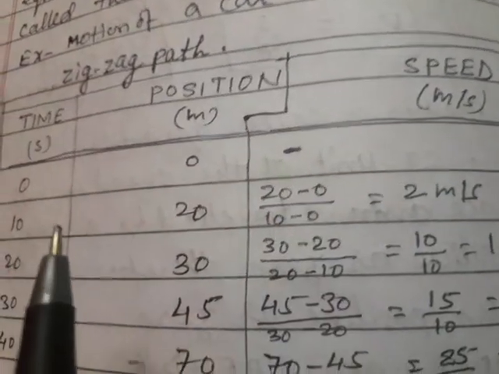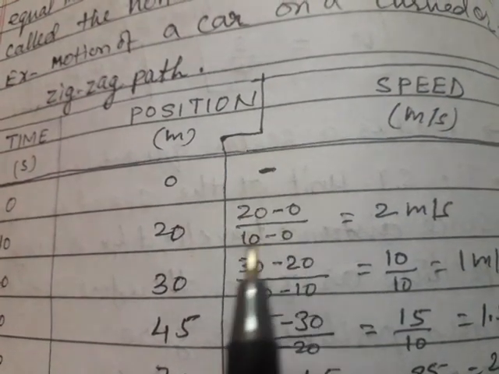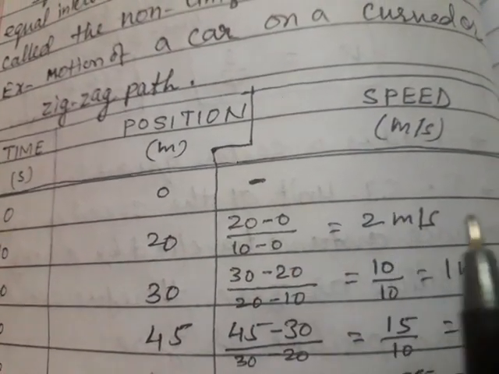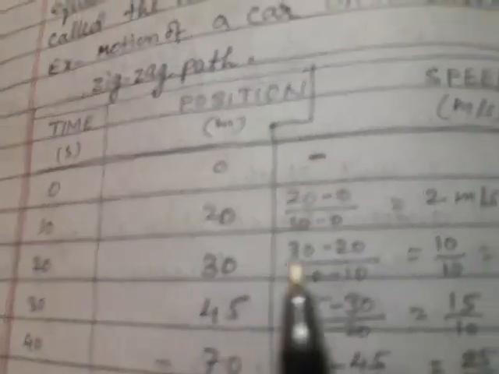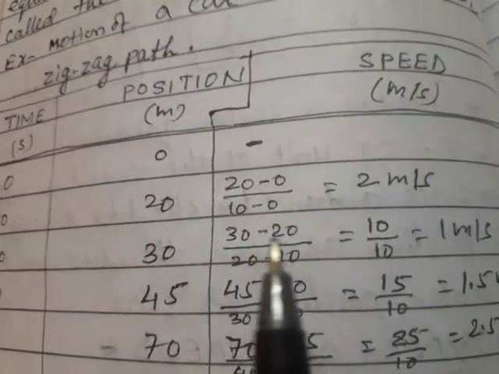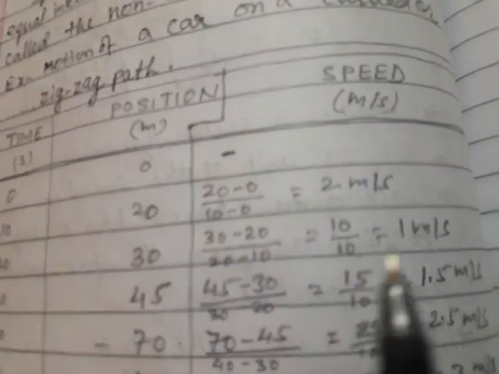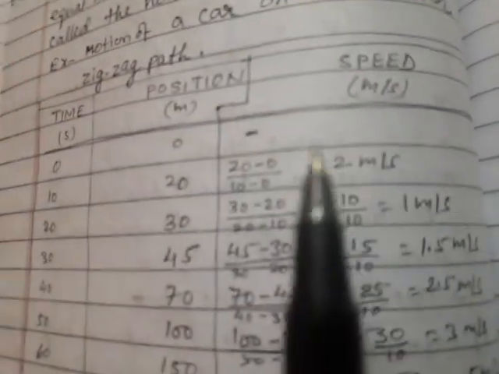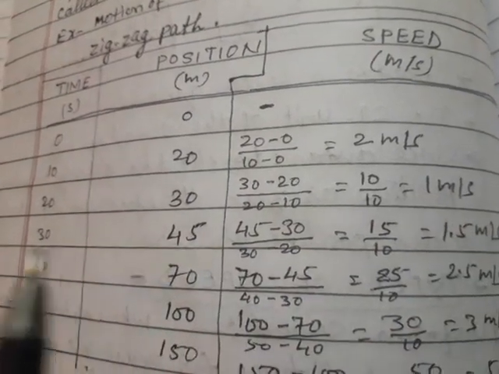So after 10 seconds, the speed is 20 minus 0 by 10 minus 0. This is 2 meter per second. Next, after 20 seconds, the speed of the object is how much? 30 minus 20 by 20 minus 10. This gives us 10 by 10, that is 1 meter per second. So earlier the speed was 2 meter per second, now it is 1 meter per second.